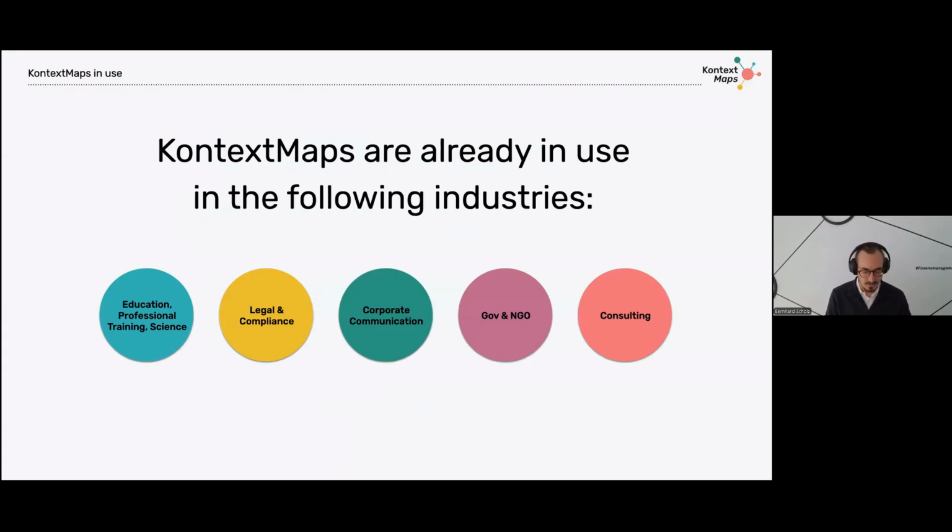KontextMaps are already in use, as you already said, in the following industries. It is used in educational, professional training, Aus- und Weiterbildung in German, and science communication. A big part of our business is actually in legal and compliance communication within corporates, because those are topics that are complicated. Nobody wants to read about them, but they have to be read and understood. And so they work very well with context mappings. And a big part of our business is in consulting, where consulting companies use the mappings to communicate what they are about to do in a company and why, especially.